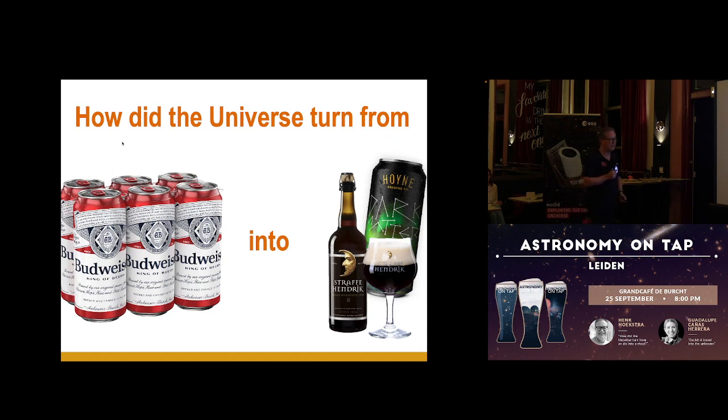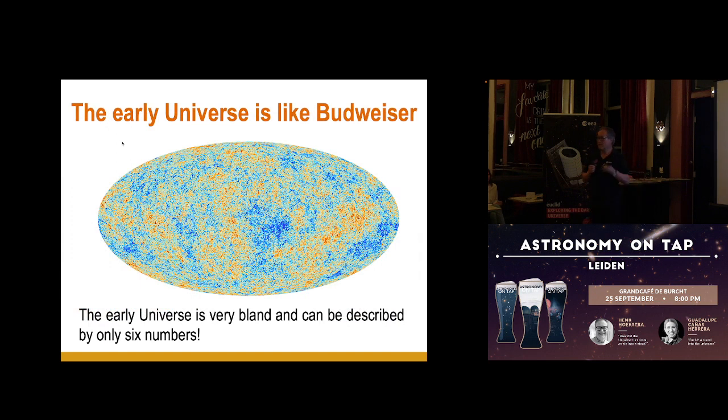So how did the universe change? Let's see. Because when we look at the very, very early universe, it's really very, very boring, very flat. So I would like to say the early universe is like Budweiser. It's not quite like water, right? Because you can see small temperature differences, but it's pretty close to water.